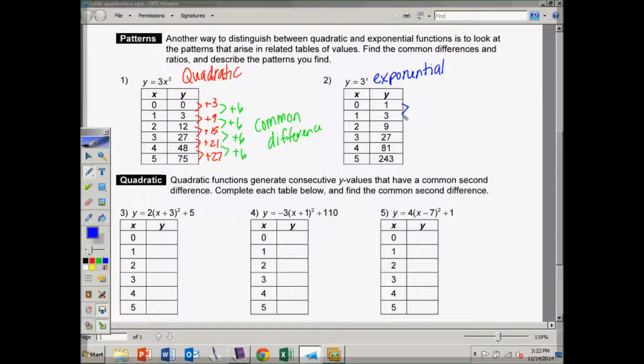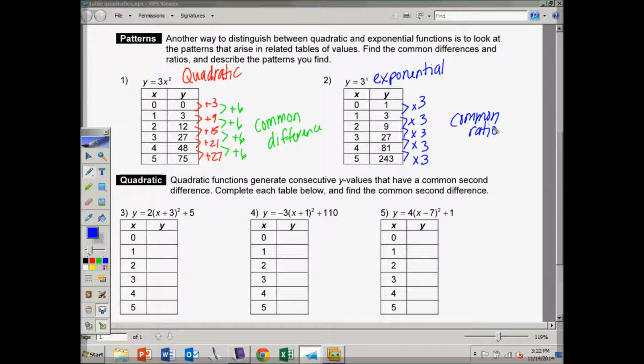So what did I multiply by to get from 1 to 3? 3. 3 to 9? 3. 9 to 27? 3. 27 to 81? 3. 81 to 243. 3. So this has a common ratio. And when we go a little more in depth with exponentials, we're going to talk about that common ratio and what it represents. But I just want you to be conscious of that when you're identifying and applying quadratic functions, that on paper the graph may appear to be exponential, but be careful in examining your table as well. Okay?